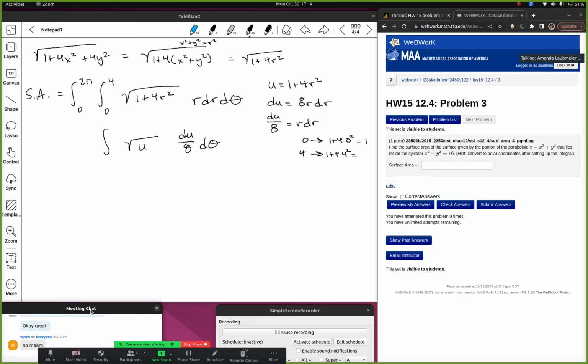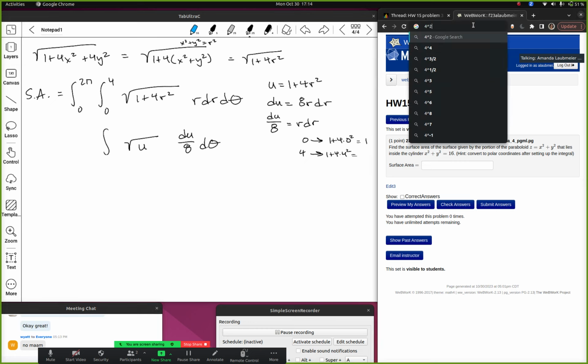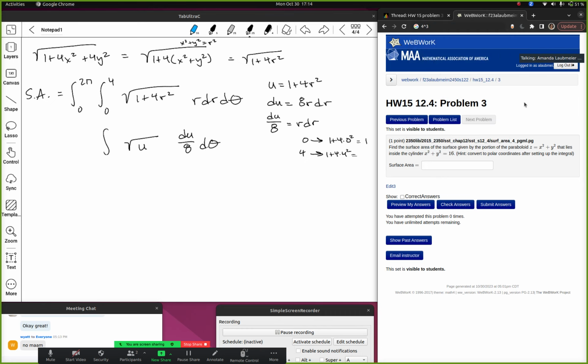I guess I gotta Google what 4 cubed is. It's 64. So this is going to be 65. 64 plus 1. So then my bounds change to 1 to 65.